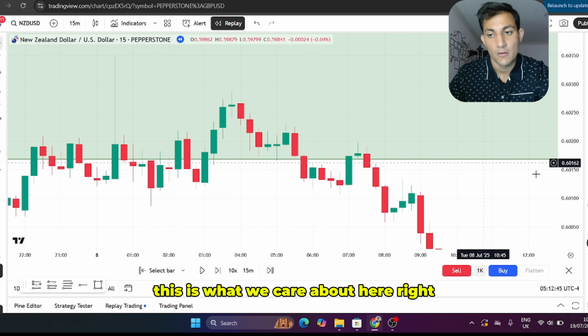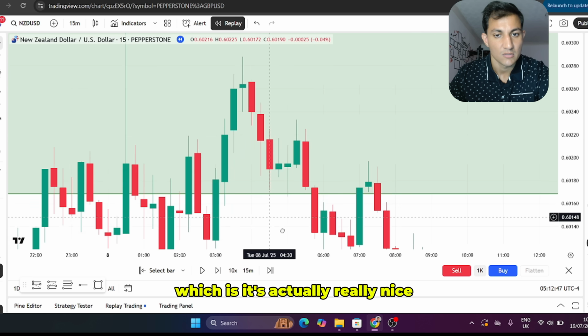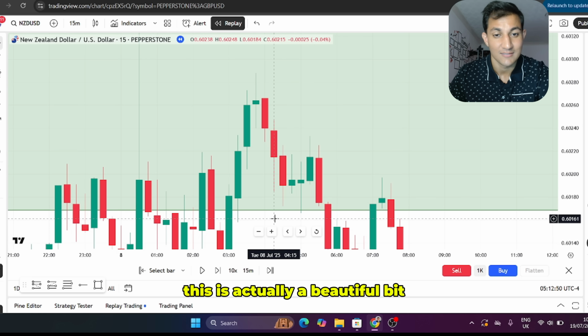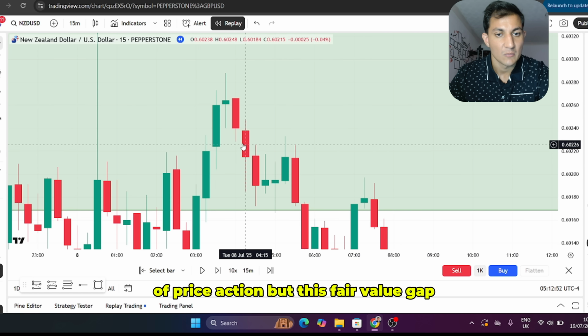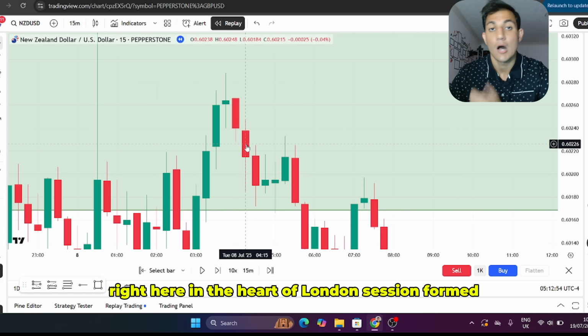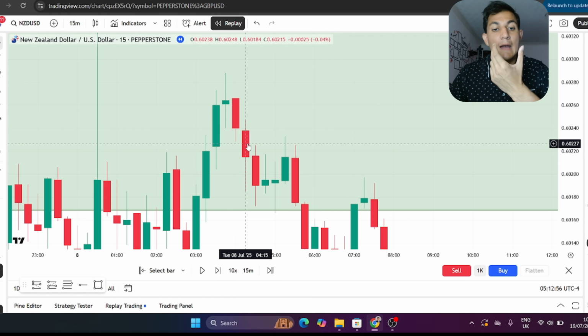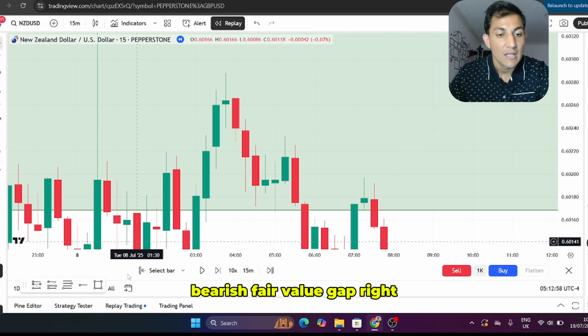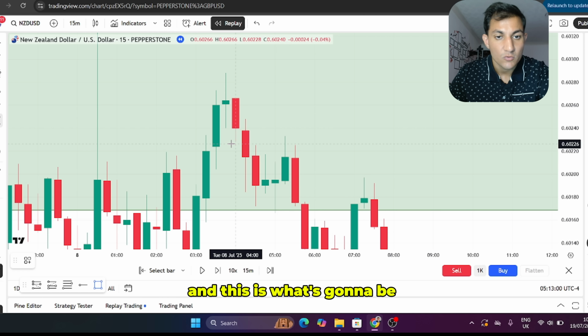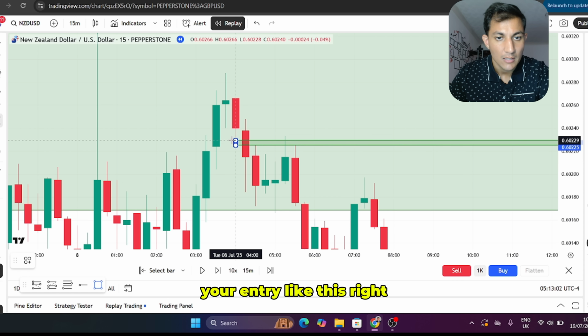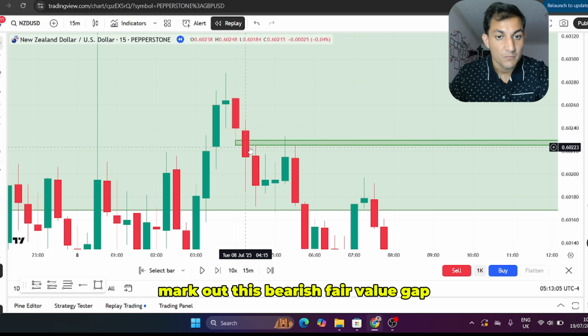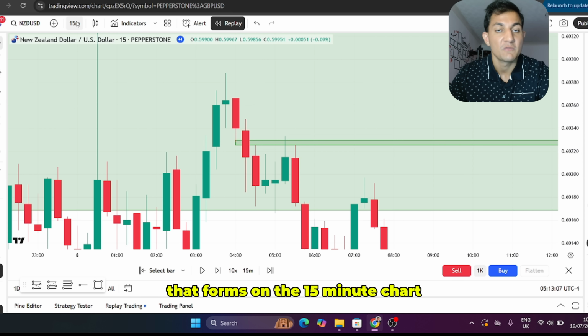So ignore this bullish fair value gap. This is what we care about here, right? And I'll show you 2 different entries, which is actually really nice here. This is actually a beautiful bit of price action. But this fair value gap right here in the heart of London session forms a bearish fair value gap, right? This is what you want to mark out, and this is what's going to be your entry, like this. Mark out this bearish fair value gap that forms on the 15-minute chart.